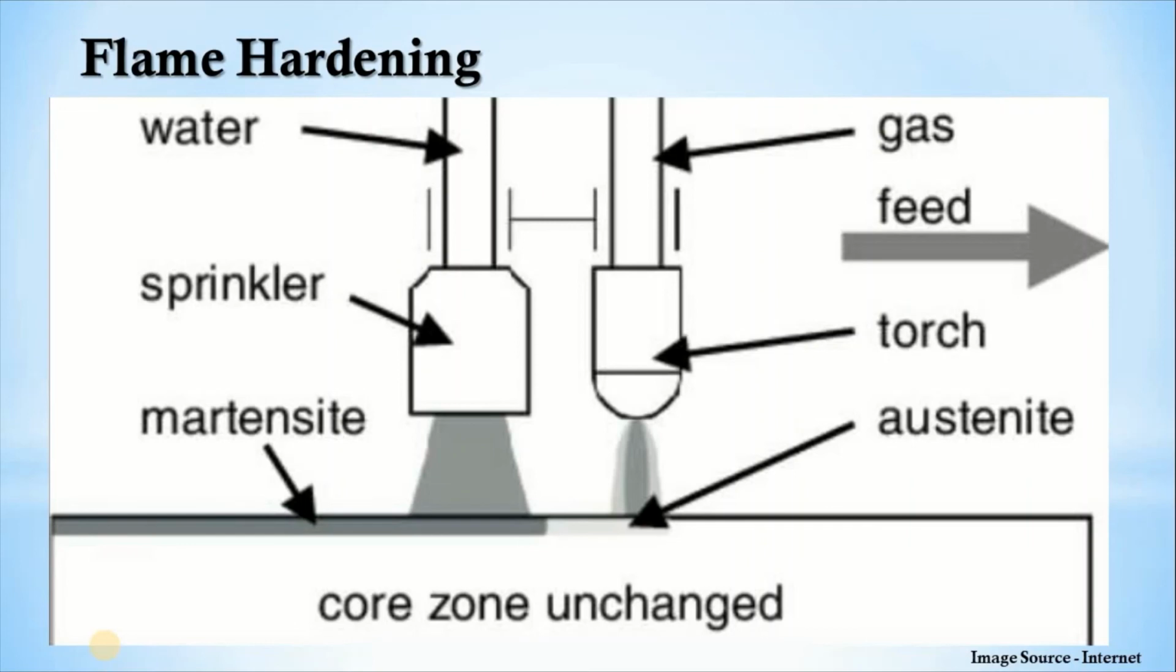First we are getting the austenite as the carbon. Then when it is heated with oxy-fuel burners and quenched afterward, we are getting the martensite, which gives good hardness and resistance to wear and corrosion properties.